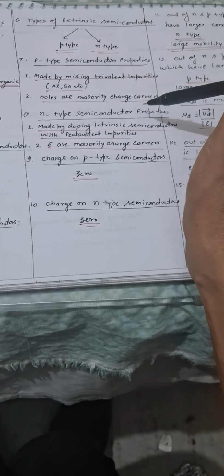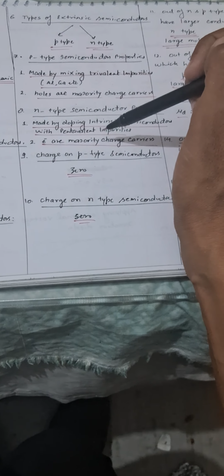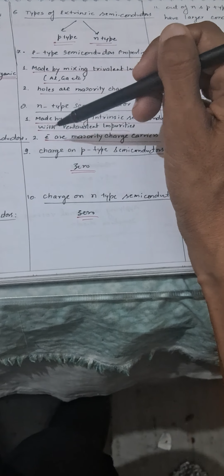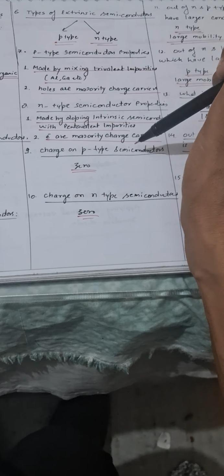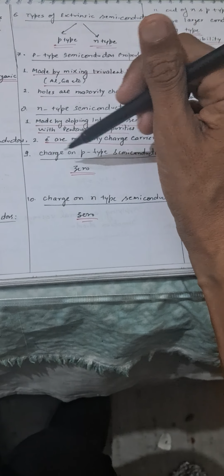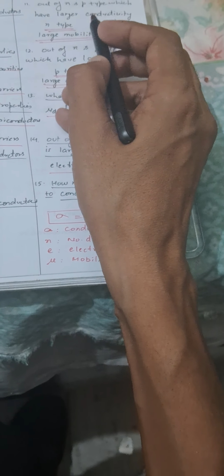Next is N-type semiconductor properties. They are made by doping intrinsic semiconductor with pentavalent impurities. And next, electrons are the majority charge carriers in them. Next question: charge on P-type semiconductor is 0. Charge on N-type semiconductor is also 0. Next is, out of N and P-type, which has larger conductivity?